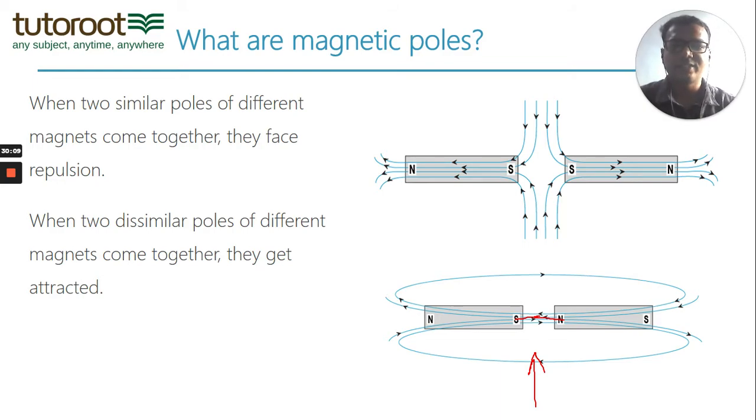So this is a case where you have attractive force when unlike poles come near each other, and when you have like poles, the same poles coming near each other, they always repel each other. You can see that the magnetic field lines do not cross each other and they want to stay away from each other.